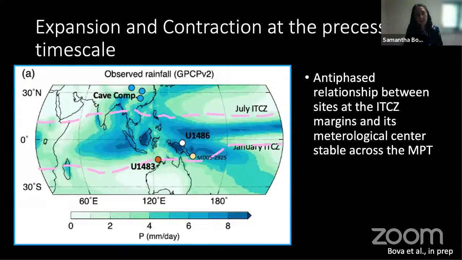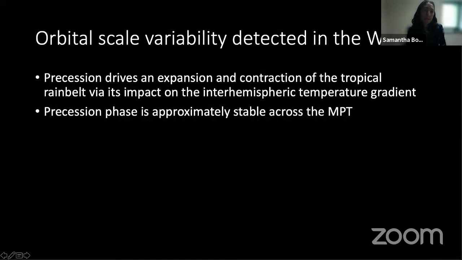So this antiphase relationship that we see over the last 400,000 years, where we have records at the southern and northern margins directly to compare to, appears, given that the phase relationship of rainfall here doesn't change, to suggest the mechanism hasn't changed. This is probably what's been happening continuously over at least the last 2.3 million years. All right. So precession drives an expansion and contraction of the tropical rain belt by its impact on the interhemisphere temperature gradient, or the precession forcing impacting the two hemispheres in different ways because of the different land masses.